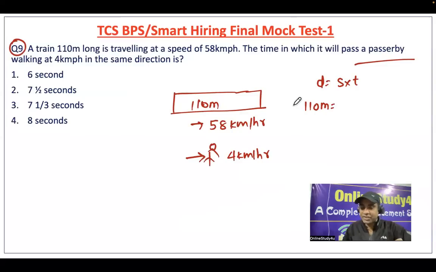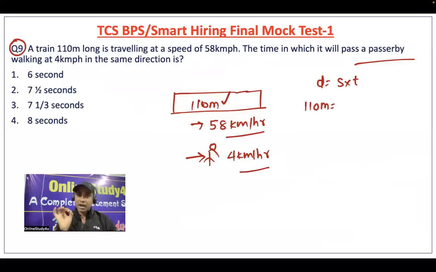Now one thing we can see here is the distance is given in meters and speed is given in kilometers per hour. This is where most students make mistakes in the exam. Otherwise, problems on the train topic are very easy, trust me. Speed: because both are moving in the same direction, subtract their speeds.